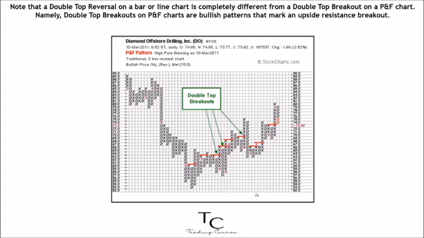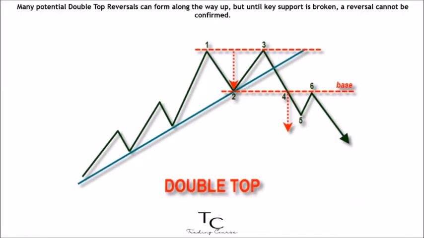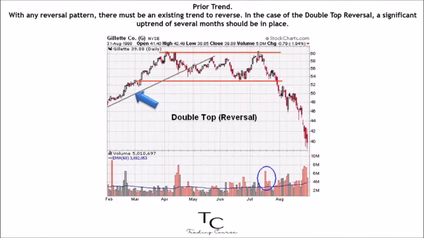Namely, double top breakouts on P and F charts are bullish patterns that mark an upside resistance breakout. Although there can be variations, the classic double top reversal marks at least an intermediate term, if not long-term, change in trend from bullish to bearish. Many potential double top reversals can form along the way up, but until key support is broken, a reversal cannot be confirmed. For clarification, we will look at the key points in the formation and then walk through an example.